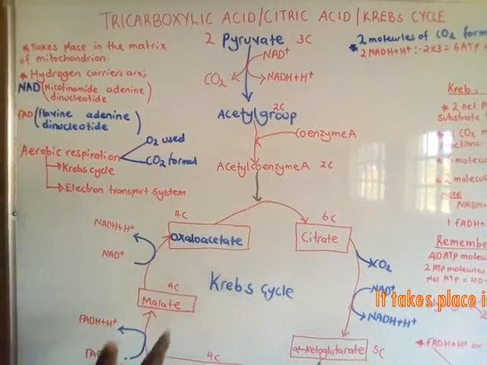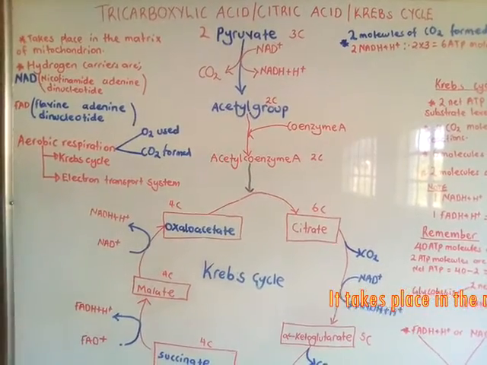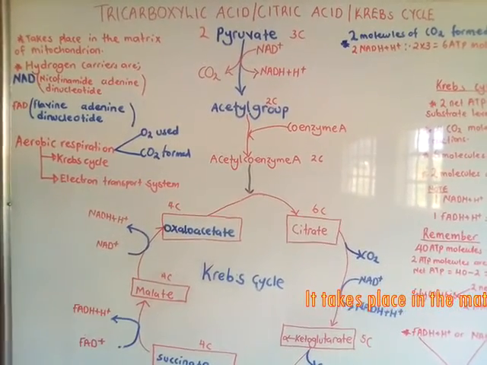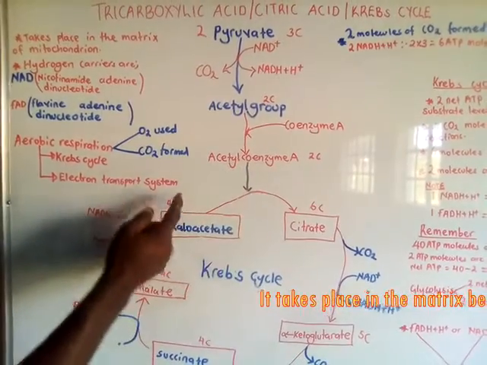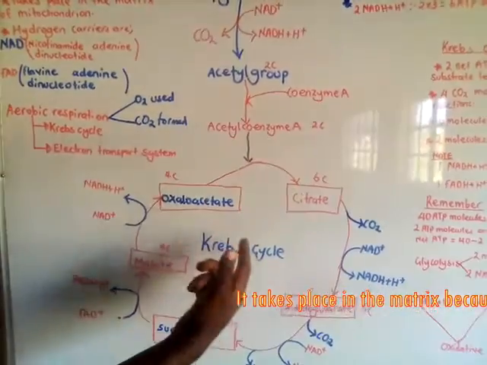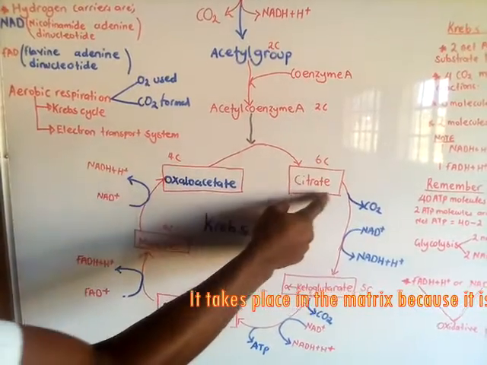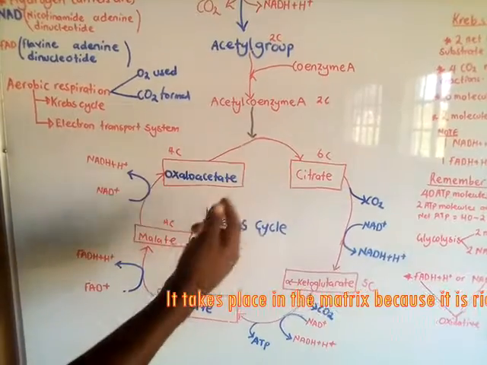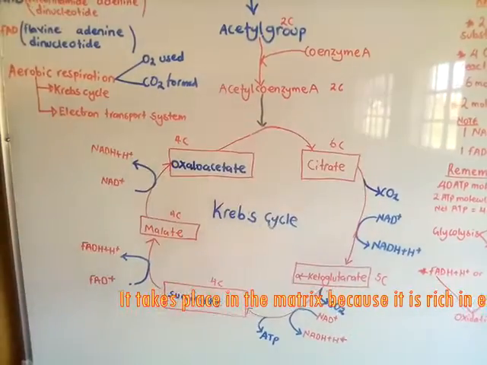So the beginning sugar in the matrix of the mitochondrion is oxaloacetate or oxaloacetic acid, which is a 4-carbon sugar. When it combines with acetyl, remember this is 4 carbon, this is 2 carbon, it's going to form a 6-carbon compound, which is called citric acid or citrate. That's why the cycle is also called citric acid cycle. So we are forming 6 carbons here.